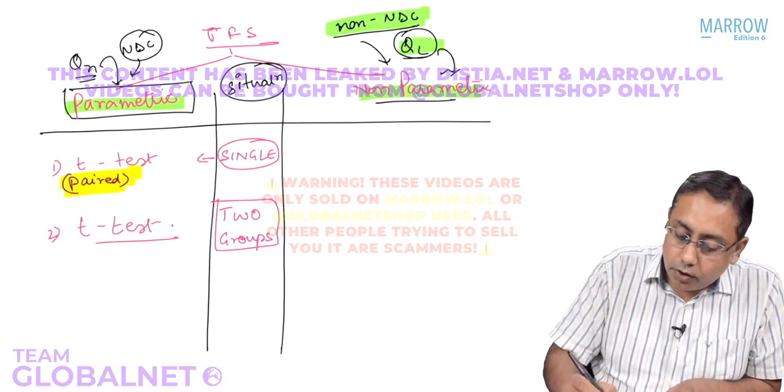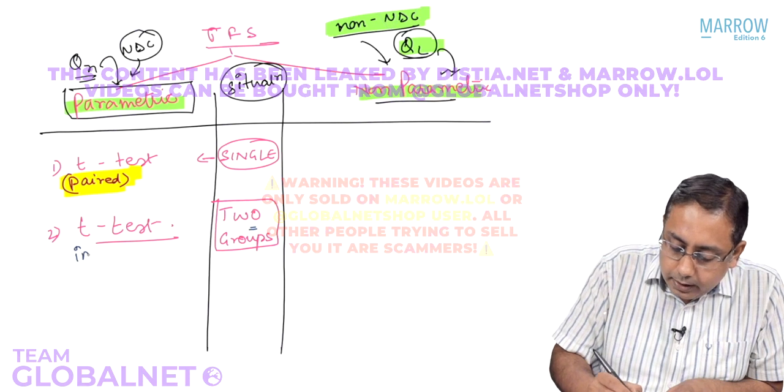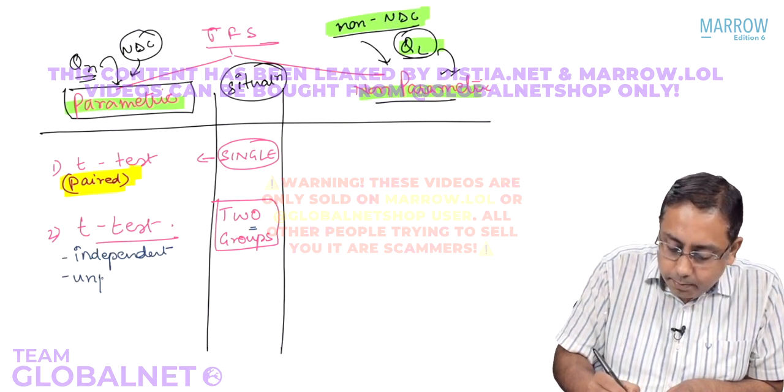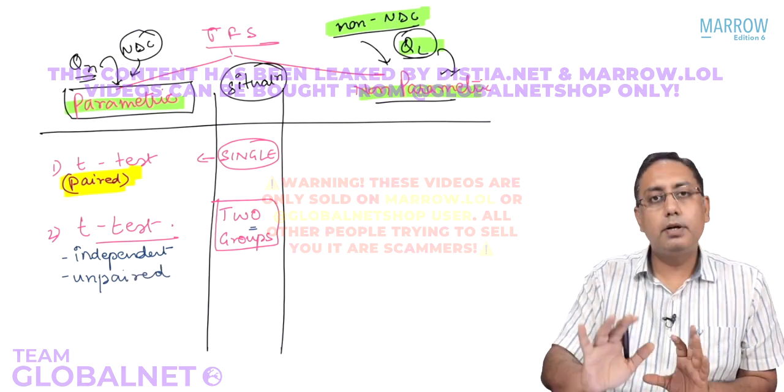In case it is two groups, it is the independent sample t-test, also called the unpaired t-test. Are we simple till now?